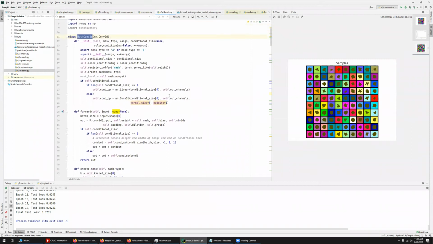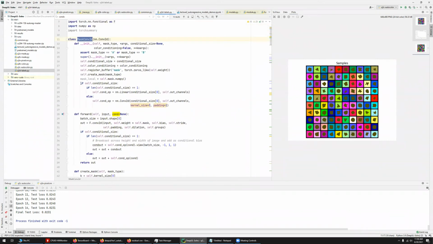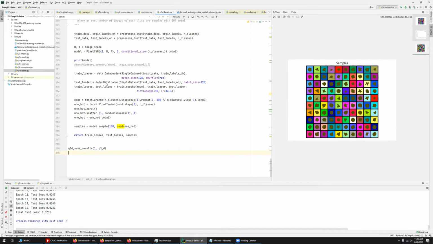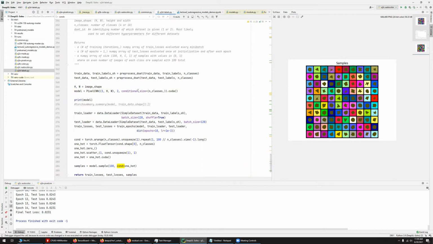And so yeah, there's a lot of convoluted code. So conditional size is a flag. You have to differentiate it from color conditioning. Color conditioning is the one that we did previously. So conditional size is just the size that we give right here. Sorry, it's jumping back and forth, but conditional size is the number of classes that's available.